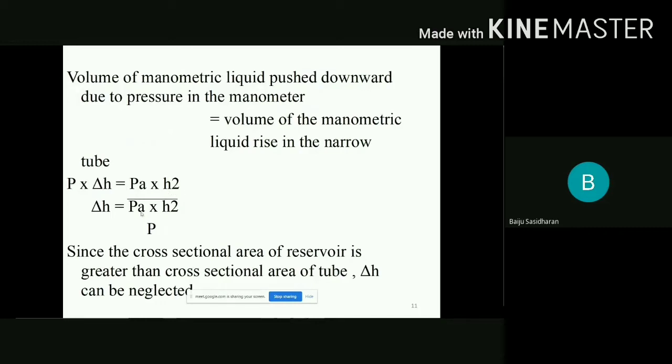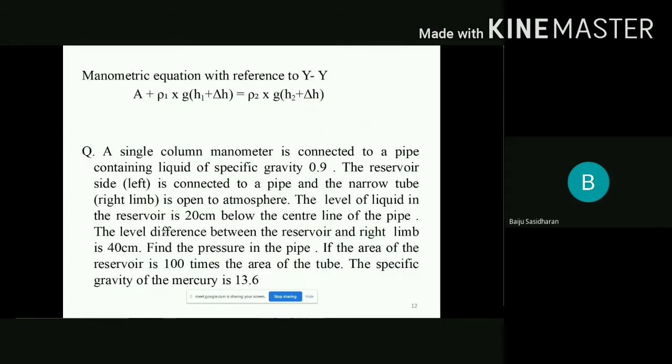From that, you can simply calculate delta H is equal to PA into H2 divided by P. So some question will be asked to find out delta H. That's why this is the equation that I have already explained to you. So this is another question which is related to this concept.